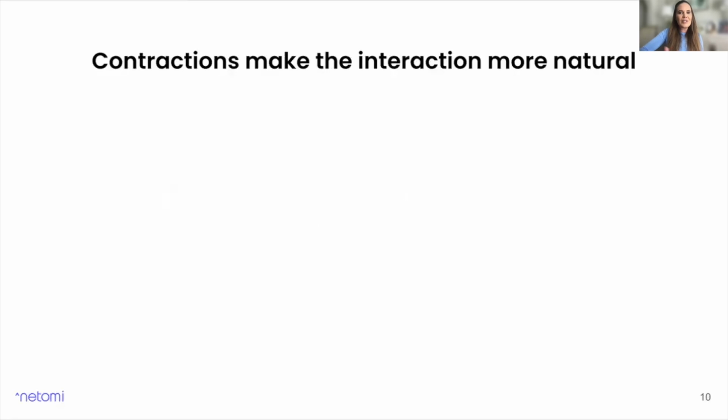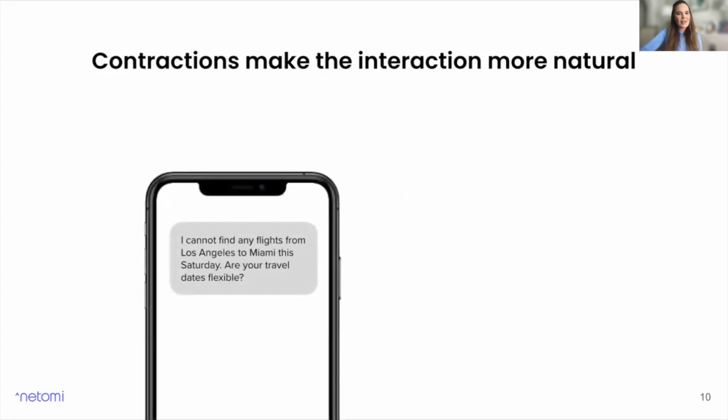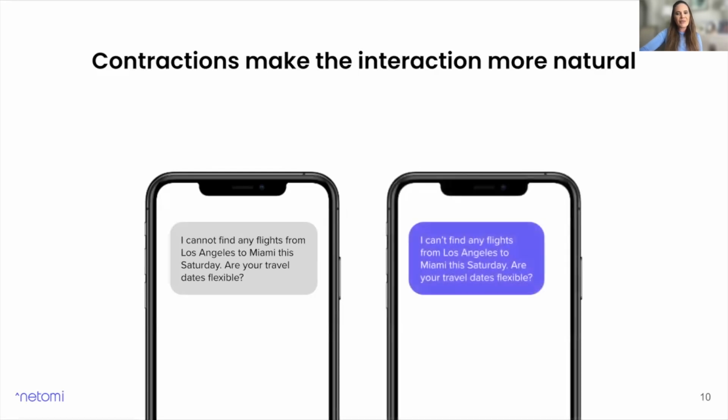Another way to do this is using contractions. This can shorten the text and shorten the amount of words that we're saying, but it can also make it feel more natural. So instead of saying, I cannot find any flights from Los Angeles to Miami this Saturday. Are your travel dates flexible? Just making one quick change: I can't find any flights. Again, this is a small change, but it can really go a long way in making the interaction feel natural and conversational.